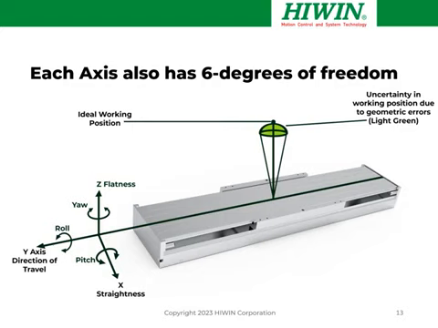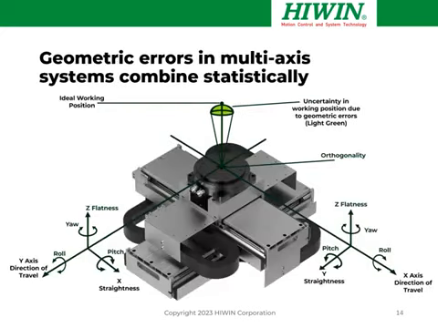Linear stages have errors that are the result of the combination of the component tolerances used to build the stage. And what happens is you end up with some uncertainty in your working position due to your geometric errors. You may have the ideal position, but these deflections and deformations will result in some errors. So it's getting really complicated when you combine the axes in a motion system. The geometric errors combine statistically.